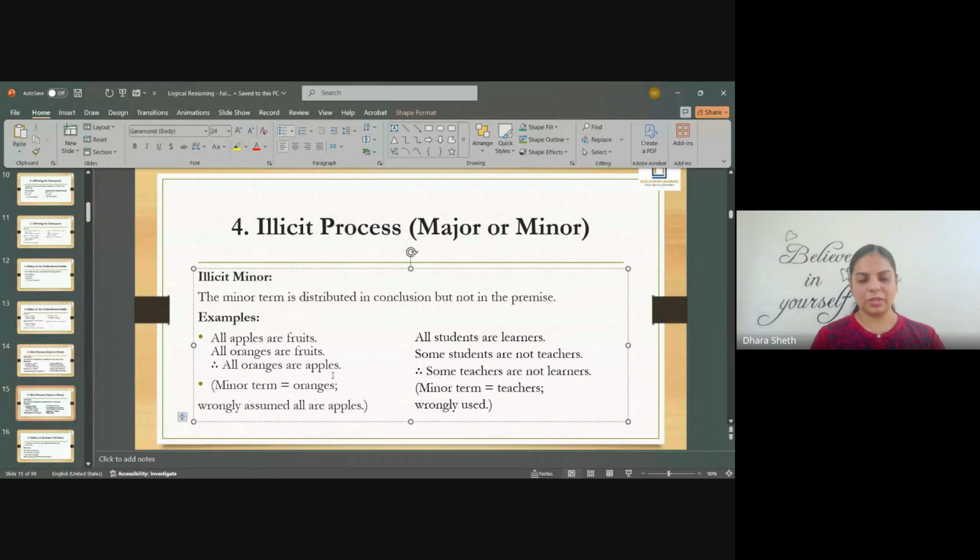Actually it is distributed, isn't it? Okay. There is some error from my end. All oranges are fruits. All oranges are apples. The conclusion is obviously wrong. Just give me a moment. Apples are fruits. All fruits are oranges. Therefore, all oranges. Okay.